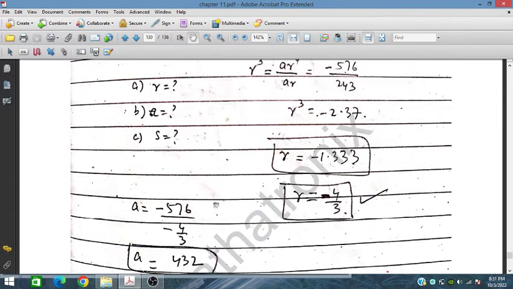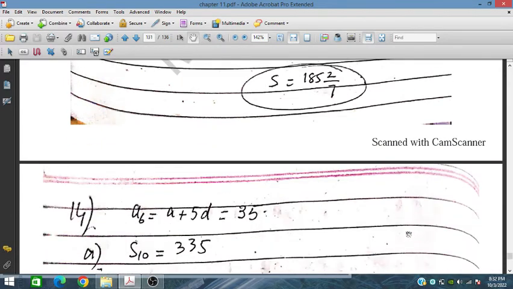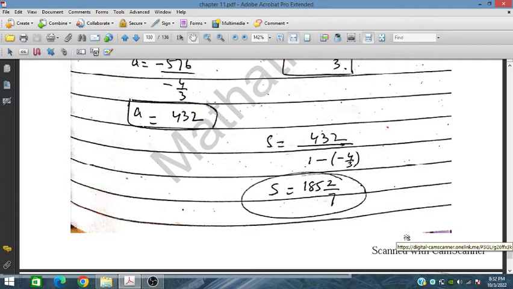By substituting this r and a to get the value of S, the sum to infinity, which is equal to 432 upon 1 minus r, and r is given as minus 4 upon 3. So in place of r we write down minus 4 upon 3 and solve it and get a value of 185 2 by 7. So this is part of this question.